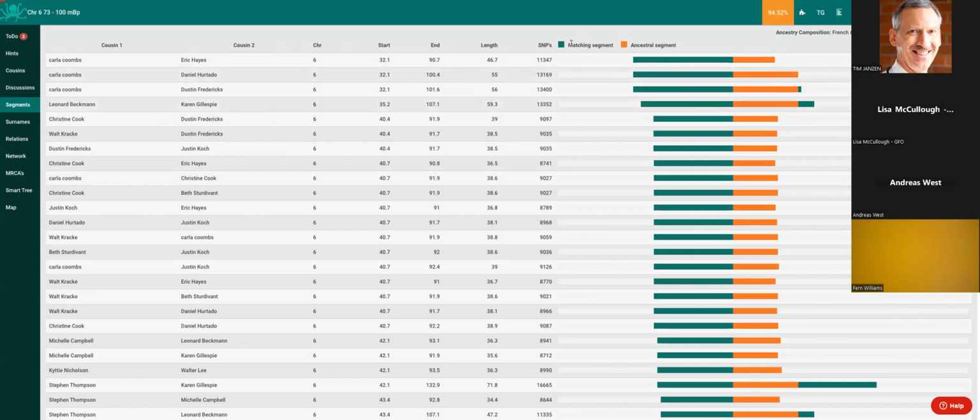So the matching segment, the green one, is basically green and orange together. Or in this case, you can even see that orange is in between. Now, orange is the area that everyone in the triangulated group shares. This is the DNA that all of us have inherited, right? You can see that, for example, these people over here, right?